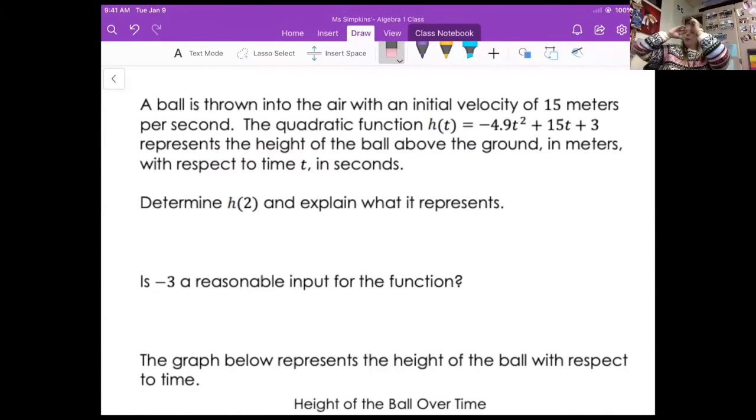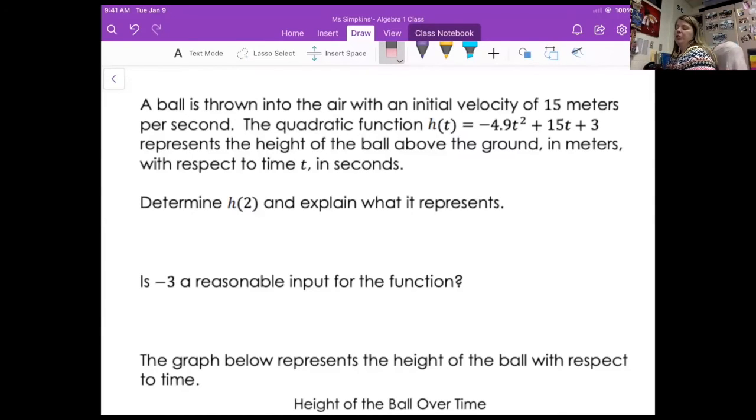Okay, so before, we talked about what a function actually is. Now we're going to evaluate some things with functions, look at graphs of functions, add and subtract functions, that sort of thing. So here's an example of a function. A ball is thrown in the air with an initial velocity of 15 meters per second. This function, negative 4.9t squared plus 15t plus 3, represents the height of the ball at any given time.